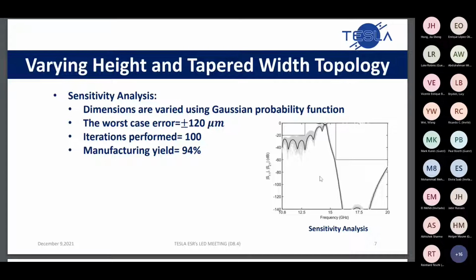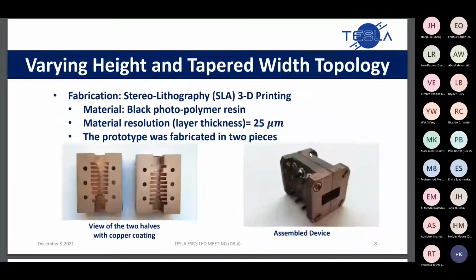And then the device was fabricated with a 3D printing process, SLA, and the material used was black photopolymer resin, and the layer thickness is equal to 25 micron, and the prototype was fabricated in 2 pieces, which can be seen in this photograph. And then the device was assembled with the screws, which can be seen in this photograph.